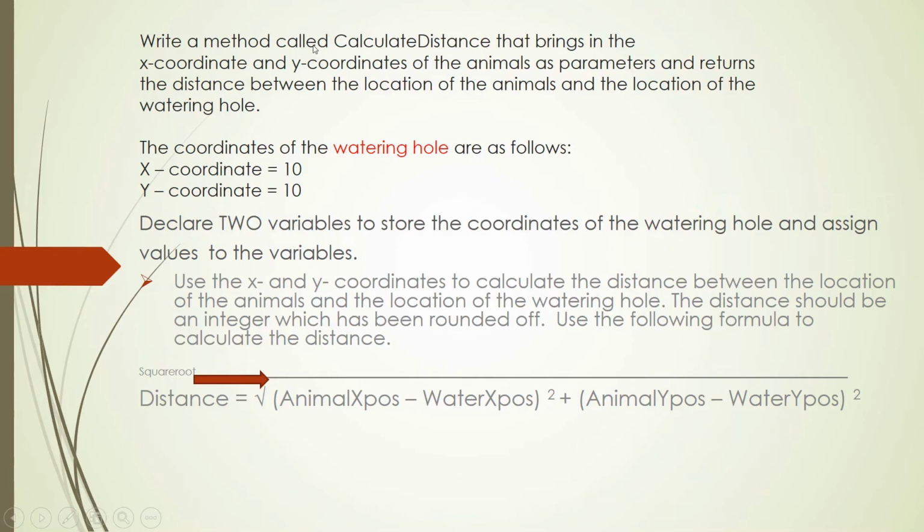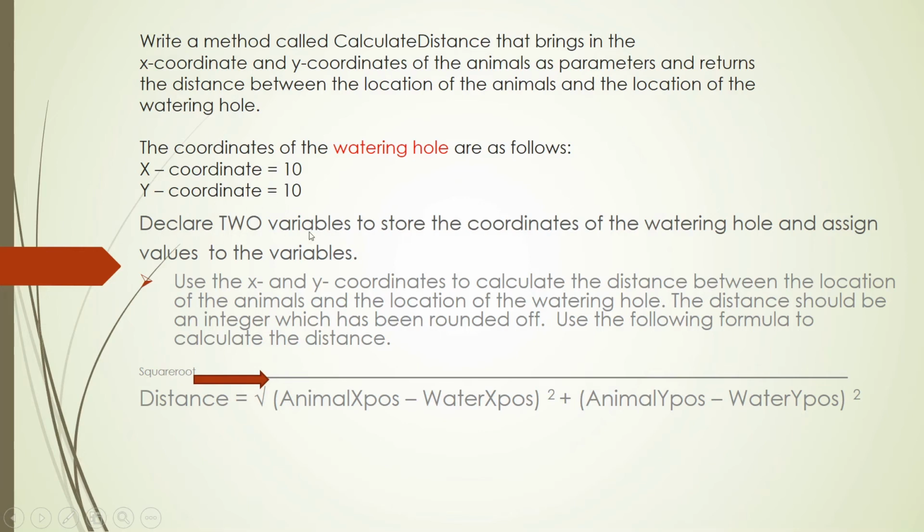Write a method called calculate distance that brings in the x coordinate and y coordinates of the animals as parameters and returns the distance between the location of the animals and the location of the watering hole. The coordinates of the watering hole are as follows. X coordinate, the value 10, and Y coordinate, the value 10.